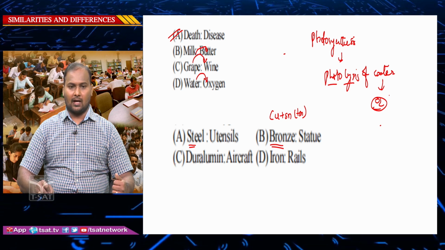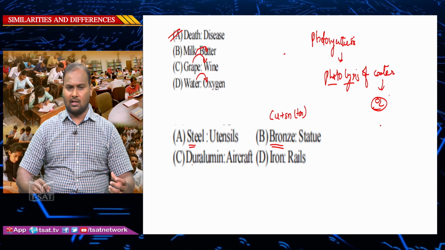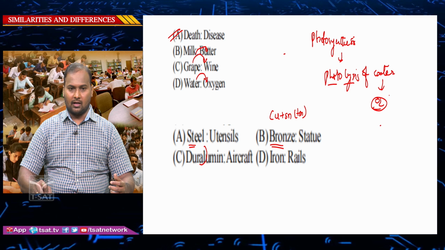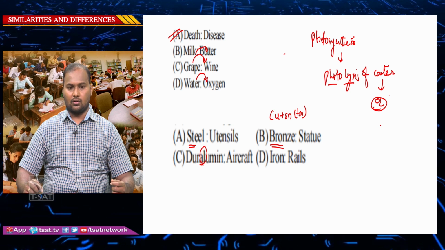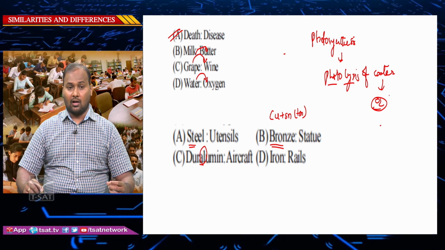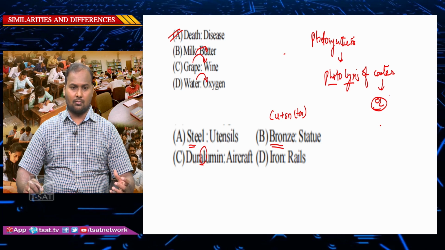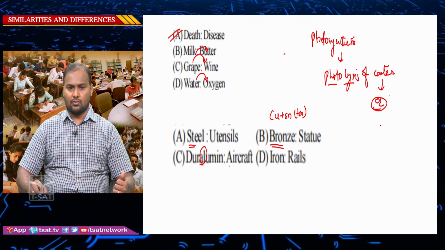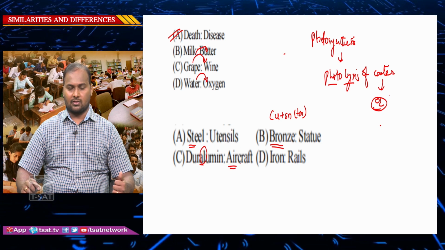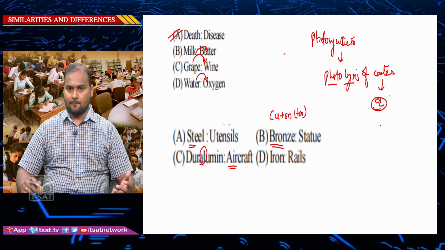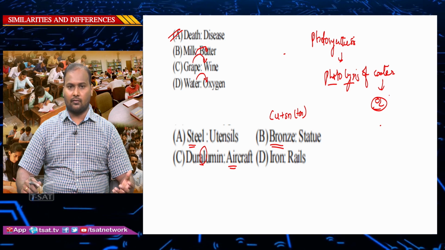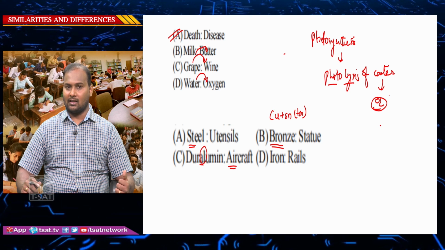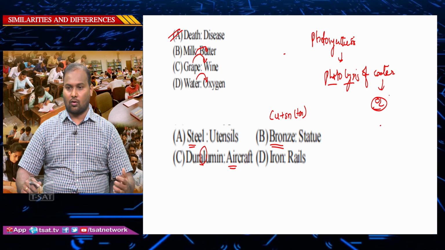Next one is duralium. So what is duralium? It is also an alloy of aluminium. That is the reason, see the word duralium. Al means here aluminium. So duralium is an alloy of aluminium, and it is very light in weight and it is the hardest substance. That is the reason it is used to make the aircraft body parts, because if the aircraft is heavy and it is not strong, it is very difficult for survival. That is the reason it is made with duralium, because it is light in weight and it is more strong.